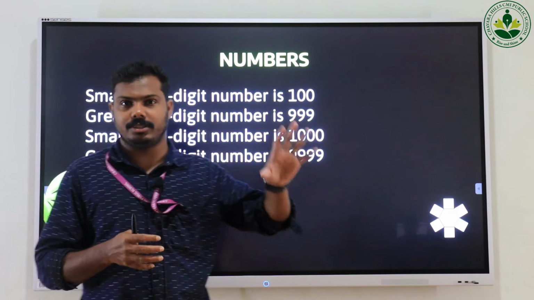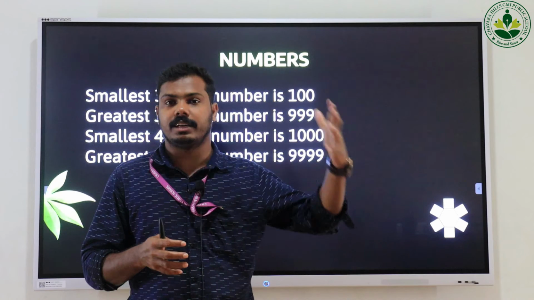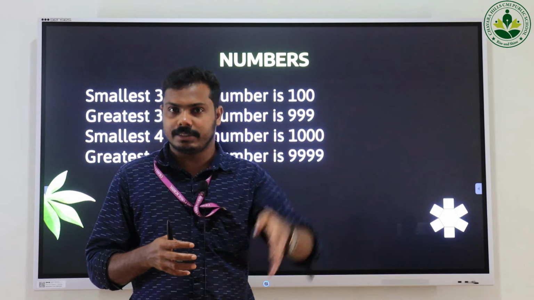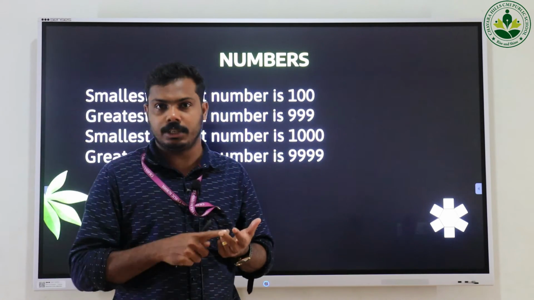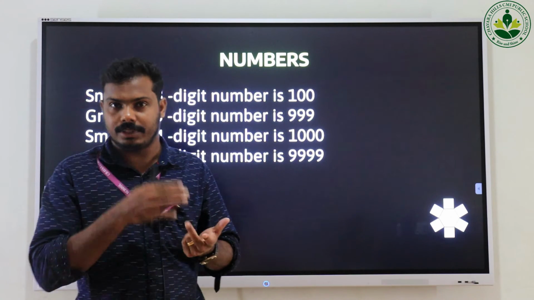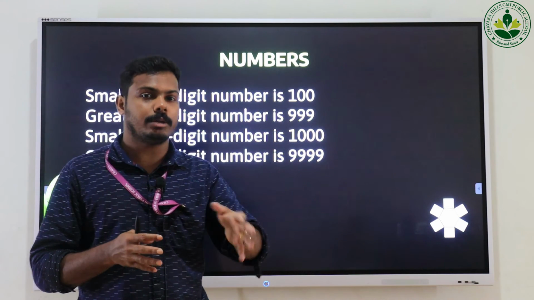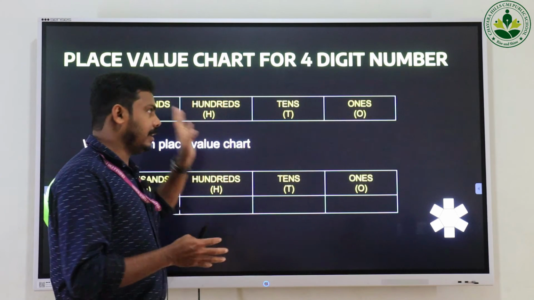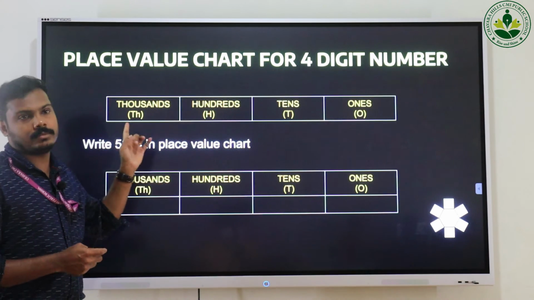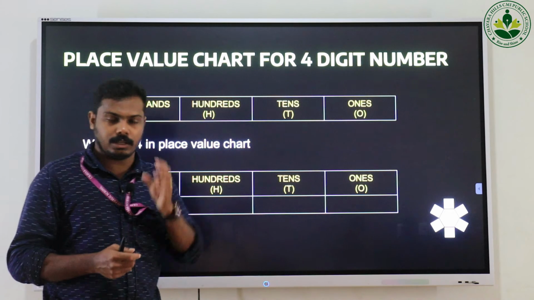So the fourth place is the thousands place. For a 4-digit number, the highest place value is thousands. For a 1-digit number, it is ones. For a 2-digit number, it is ones and tens. For 3-digit numbers, it is ones, tens and hundreds. And for a 4-digit number, it is ones, tens, hundreds and thousands.